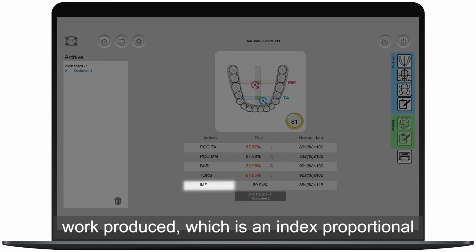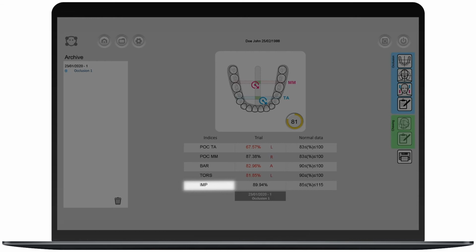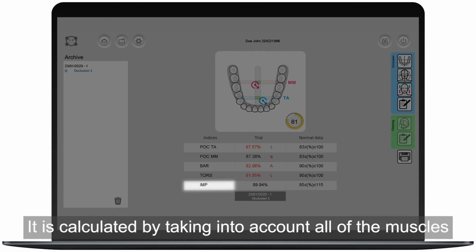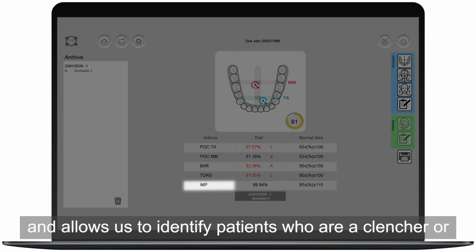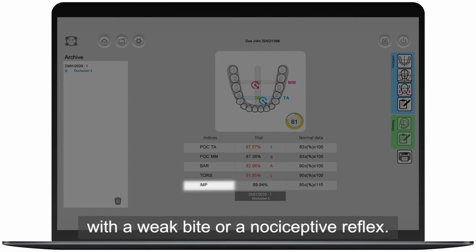The final parameter is the impact, which represents the muscular work produced. This index is proportional to the bite force. It is calculated by taking into account all of the muscles, and it allows us to identify patients who are a clencher, or with a weak bite, or a nociceptive reflex.